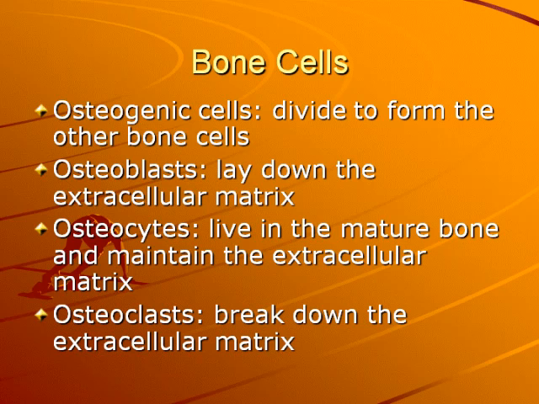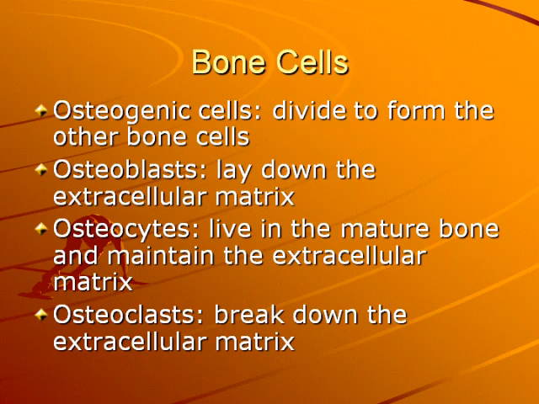Next, you have your osteocytes, which actually are mature bone cells. This is what maintains the extracellular matrix, or the collagen and the other proteins. So the blasts are the bone builders, and then the cytes help to maintain the matrix. They play a role in releasing calcium into the bloodstream.